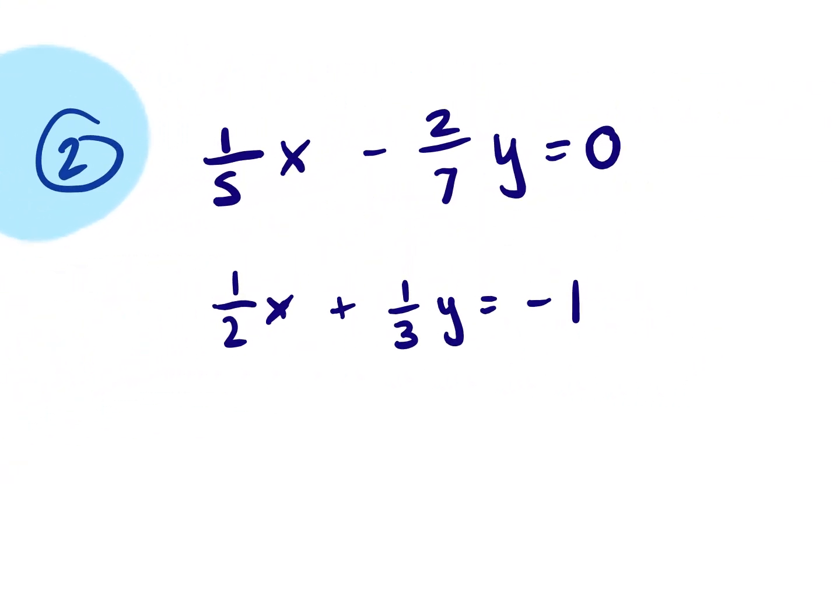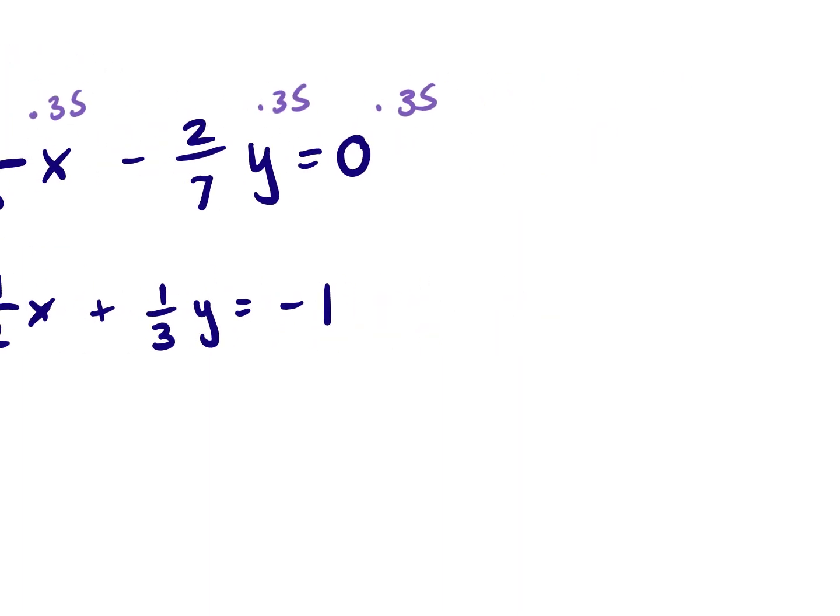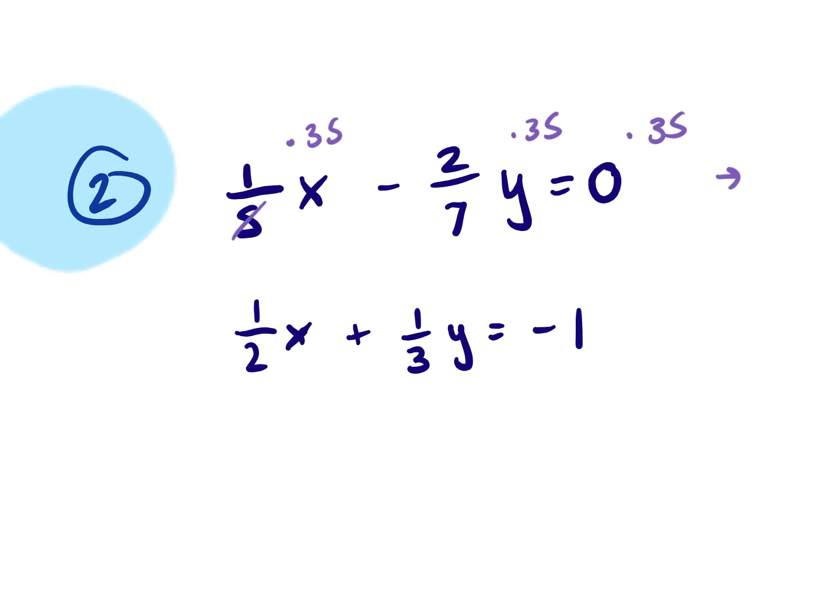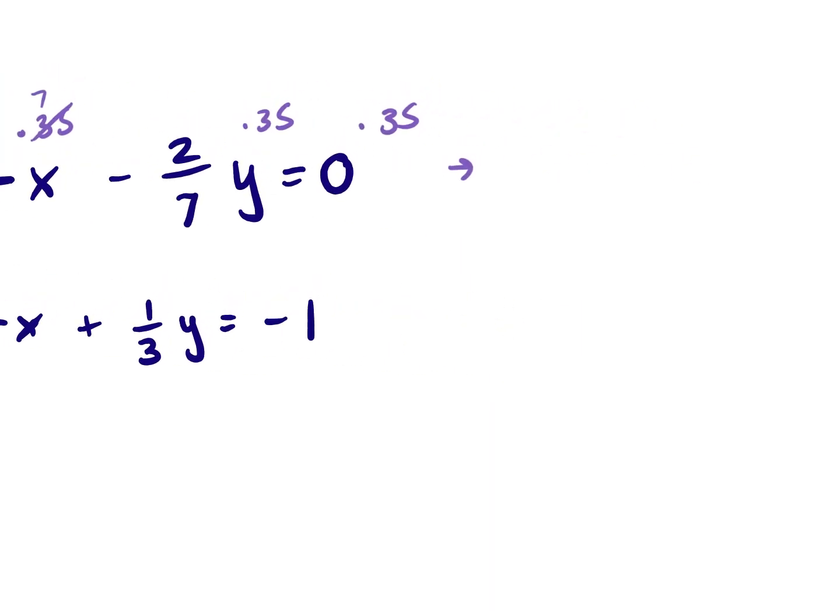With number 2, we don't really love working with fractions, so what can we do to get rid of them? I'm going to multiply everything in the first equation by 35. That way we can get rid of both of the fractions. And then we'll do the same thing with the second one. 1/5 times 35. 5 goes into 35 7 times, so this would be 7x. 7 goes into 35 5 times, so we have negative 2 times 5 would be negative 10y. That's equal to 0 times 35, which is 0.